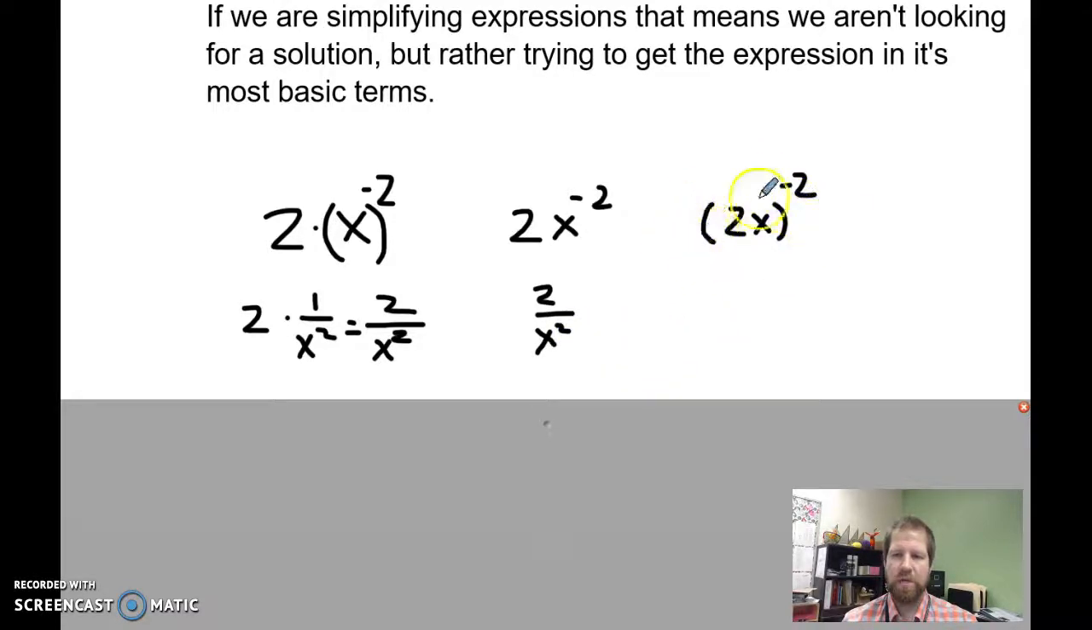When they're both in parentheses, then I can have my negative 2 acting on both, and it would just be 1 over 2x to the second. Okay? All right.